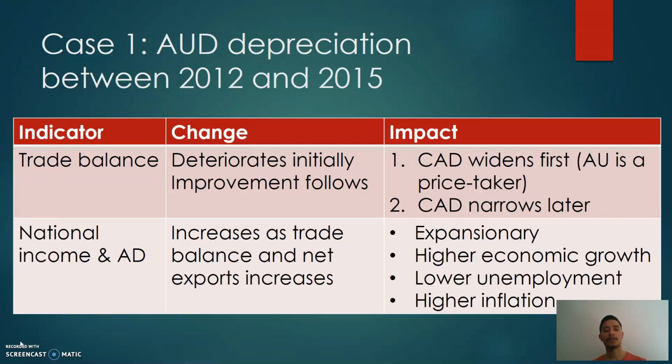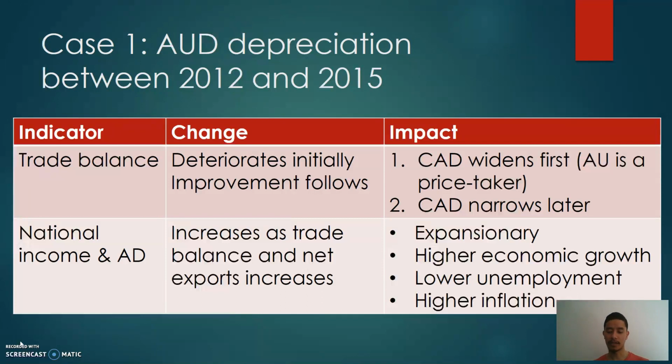So finally, what is the impact of a depreciation in the Aussie dollar on aggregate demand or the national economy? We know that the second round effect is a narrowing of the current account deficit as a result of an increase in the trade balance. The increase in the trade balance is strongly linked to an increase in net exports because the export component increases while the import component may fall or remain the same. So we know that if net exports increase, that is expansionary for the Australian economy.